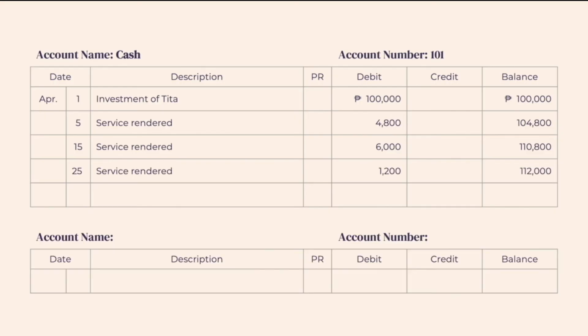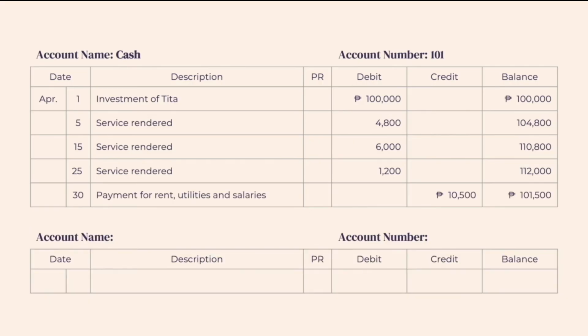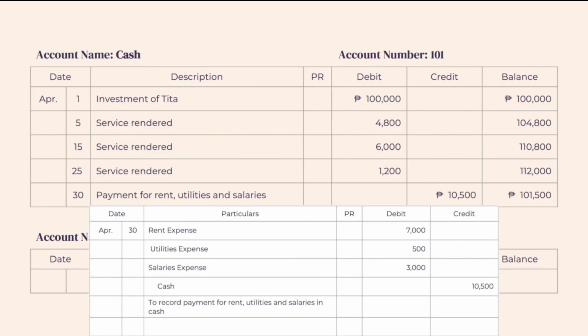On April 25, naka-receive ulit tayo ng cash from the rendered service with a total amount of 1,200. So the total balance of the cash account right now is 112,000 pesos. And finally, on April 30, the business paid the expenses, which is rent, utilities, and salaries with a total amount of 10,500. So since naglabas tayo ng cash, credit balance siya, and we subtract that from the balance of the cash account. So now the total balance of cash account is 101,500 pesos.